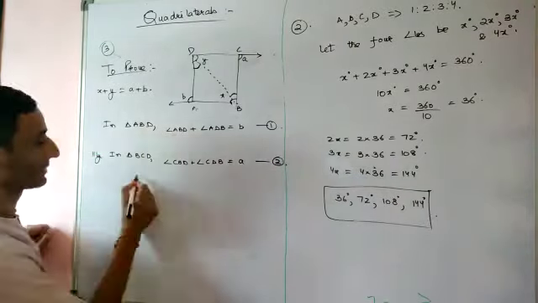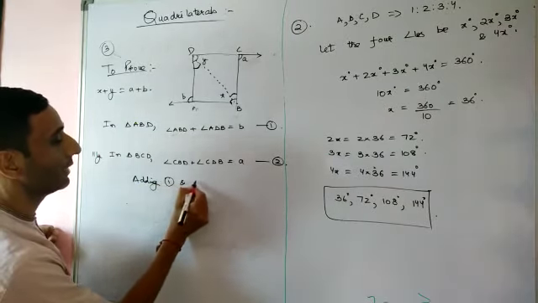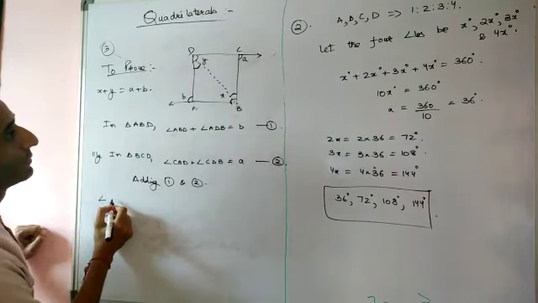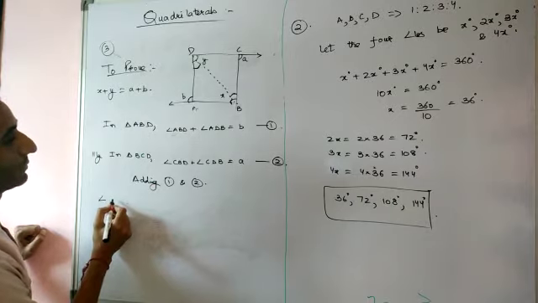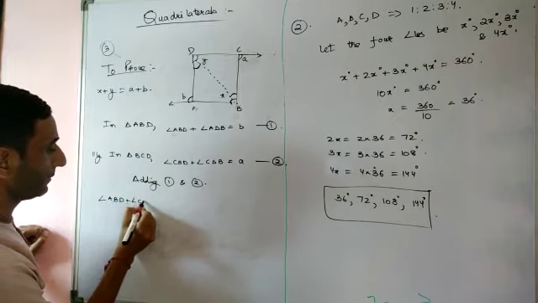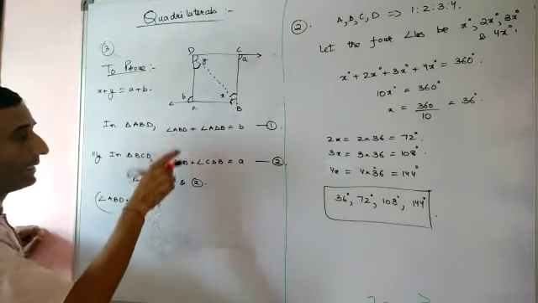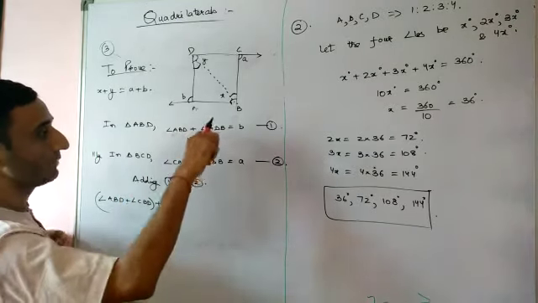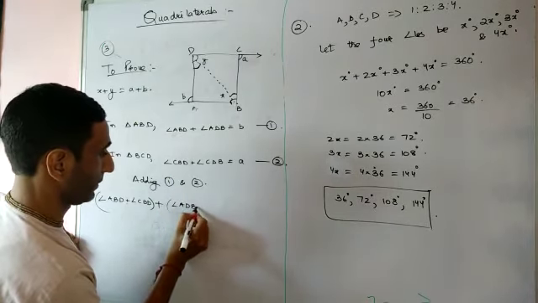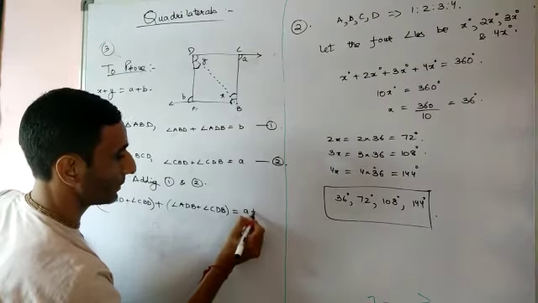Adding both the equations, adding 1 and 2, we get angle ABD plus angle CBD. We combine these two angles ABD and CBD, and it has a reason. Angle ADB plus angle CDB is equal to A plus B.